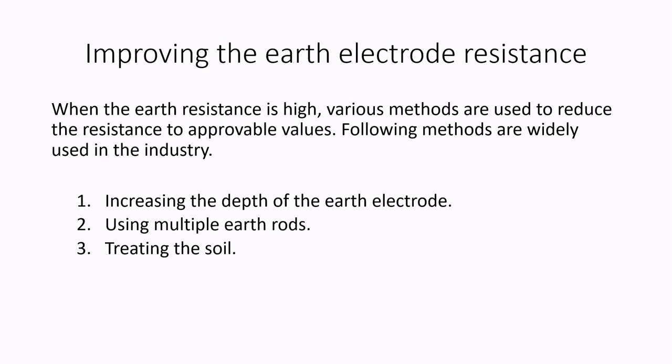And now we are going to talk about how to improve this earth electrode resistance. When our earth electrode resistance is high, we can try several methods to reduce that resistance. The first one is we can increase the depth of our earth electrode. The second one is we can use multiple earth rods. The third is we can treat the soil to have a low resistivity.